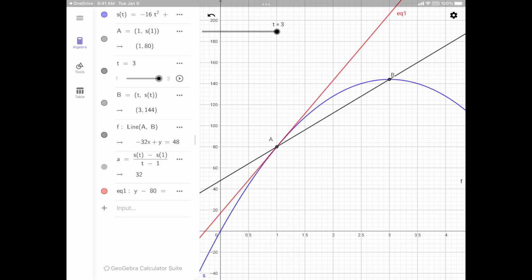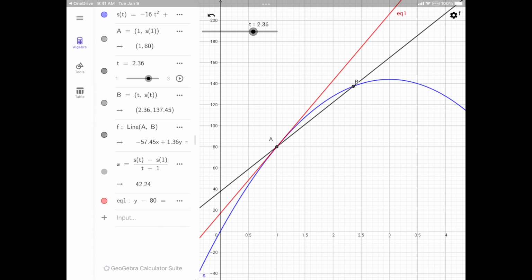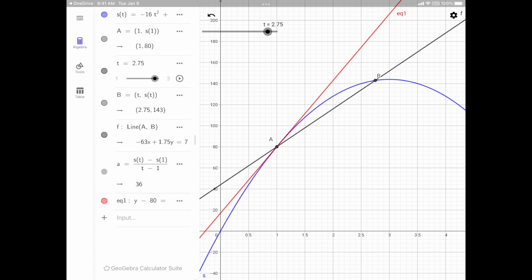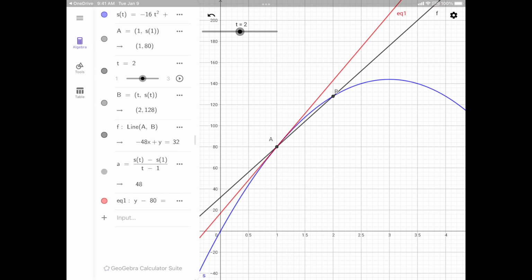Below that you have t. Right now t equals 3, but t can change to anything between 1 and 3. And B is going to be t, s of t. So it's a point that changes as I move t, as I change the value of t. B changes. And that's the beauty of this. The black line below B on the left there, line f, is a line that goes through points A and B. A is a still point, and B is a point that changes with t. So the black line changes as I make t closer to 1.